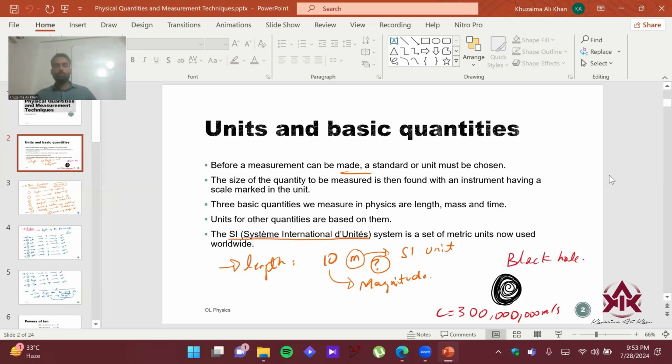So we have discussed what is the SI system over here. SI stands for Systematic International Unit System. So why do we need this? We want to standardize everything. Okay, we want the lengths to be shown in meters. We want the masses to be shown in kilograms, okay, and so on and so forth.